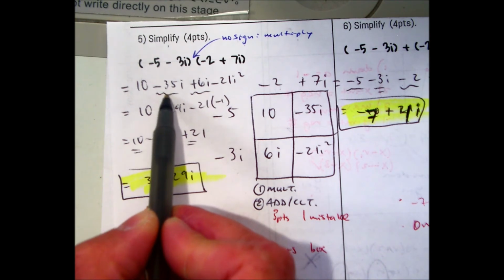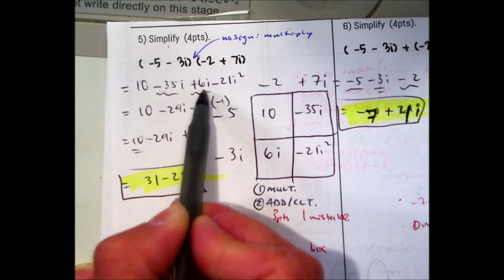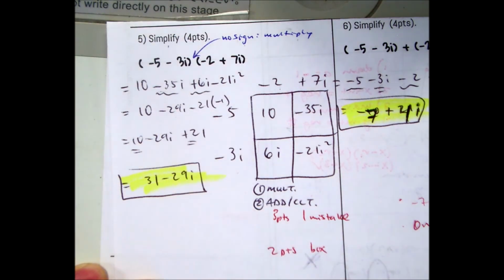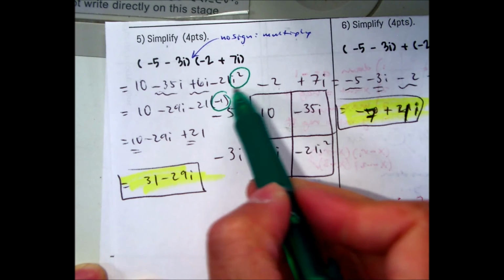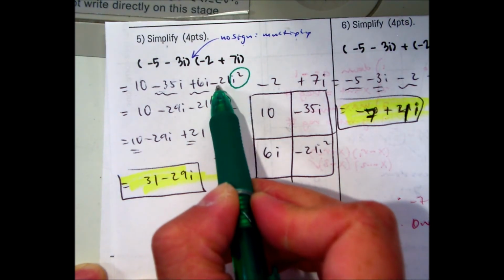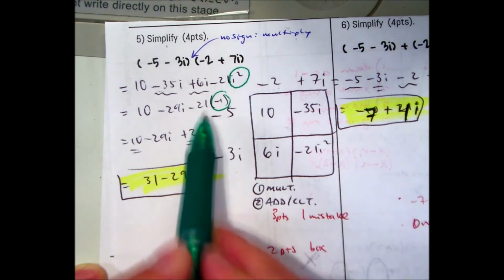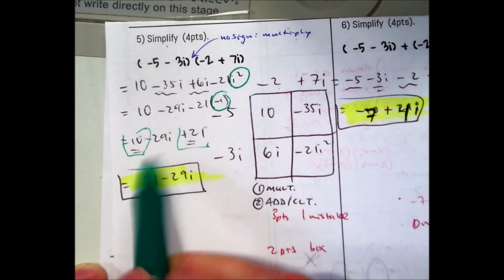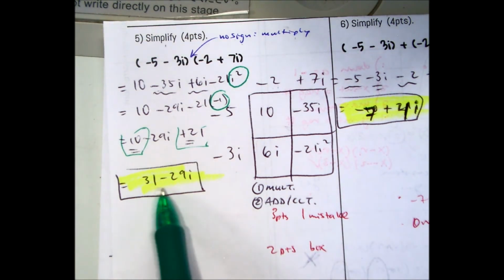I took the first, these two terms are like terms because they both have an i with no power of 2, and I'm just adding the coefficients. Negative 35 plus 6 gives me negative 29i. Now this second part is special because we learned that i squared is equal to negative 1. So this is negative 21 times i squared. So that's negative 21 times negative 1. So this becomes a positive 21, and then I can add these two because they are like terms. They're constants. There's no variables. And then my answer is 31 minus 29i.